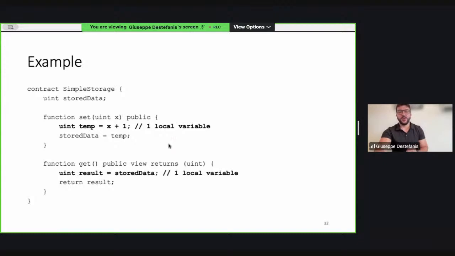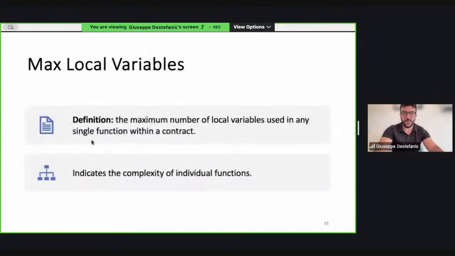You can see here, a variable is local to a function when it's inside the function. Storage data is called a global variable because it's for the contract. Function set can see this variable. Result, like the function get, can see this variable. This temporary one cannot be seen by this function. Okay, this is the difference. So the local variables are important.